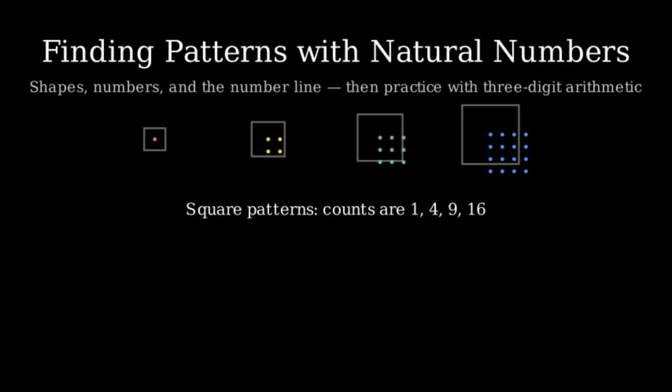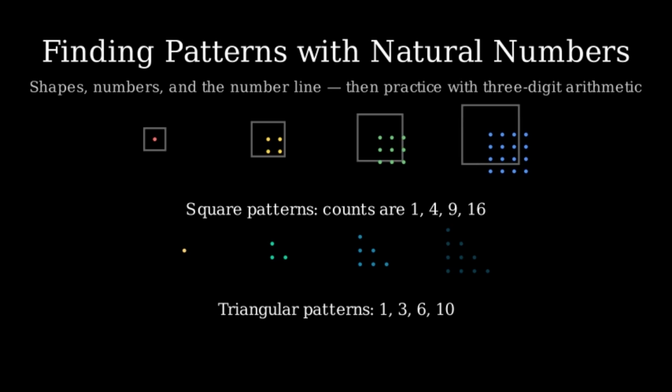1 equals 1 dot. 4 equals 2 by 2, 9 equals 3 by 3, and 16 equals 4 by 4. So if you are asked for the 5th figure, the pattern tells you it will be 5 by 5, which is 25 dots. Another common shape pattern is triangular numbers, where each figure adds a new row of dots.